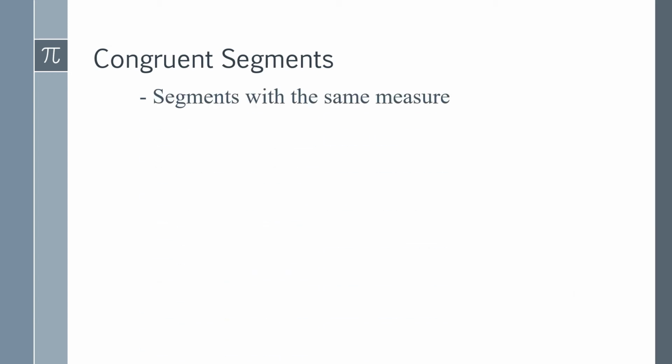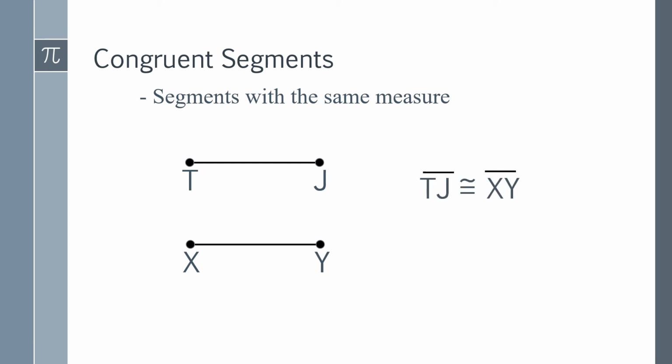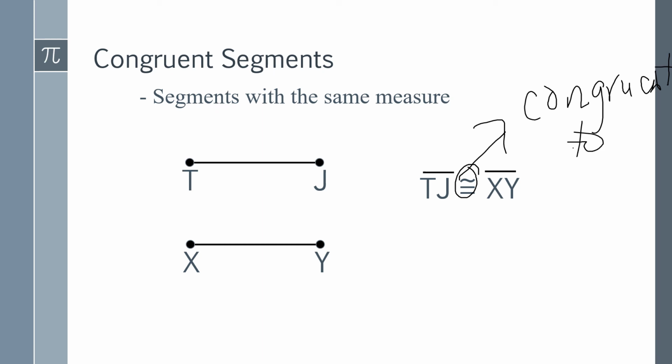Congruent segments are segments with the same measure. So here we have segments TJ and segment XY. They both are the same length, the same measure. So we say that they are congruent. So this symbol right here means congruent to. So segment TJ is congruent to segment XY.